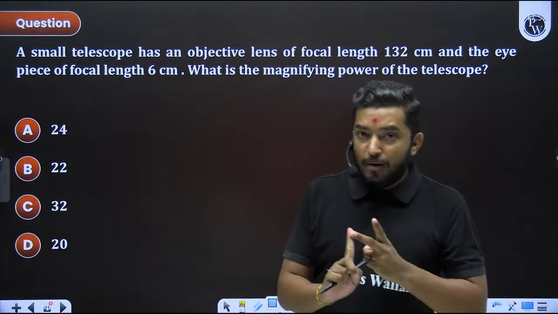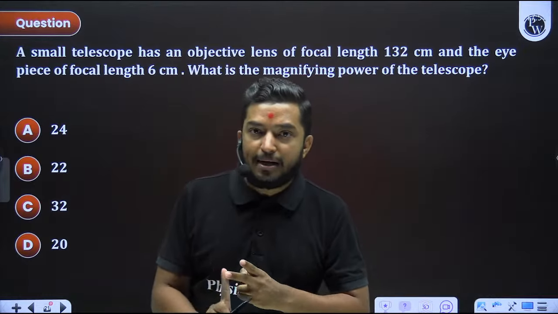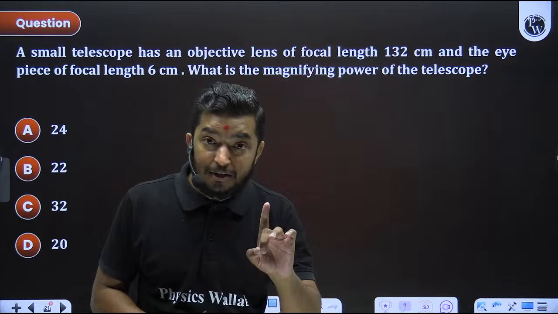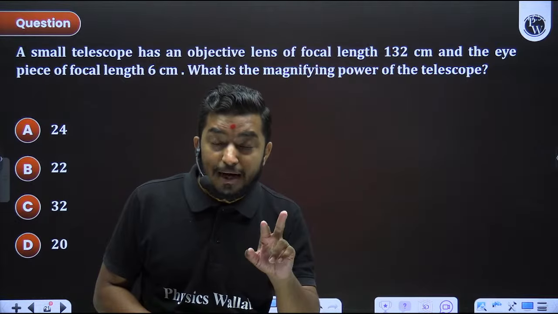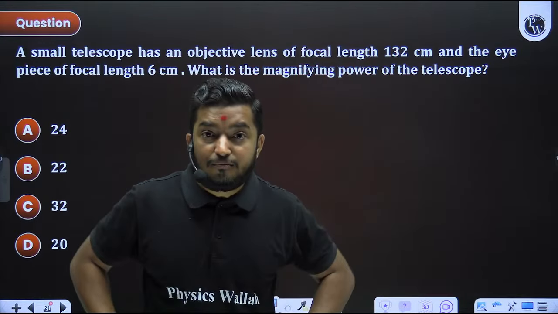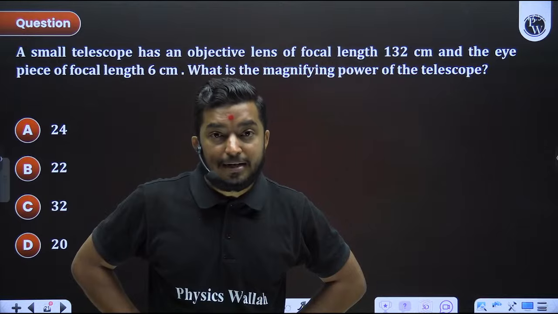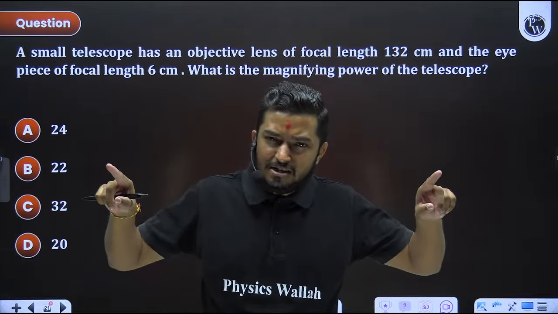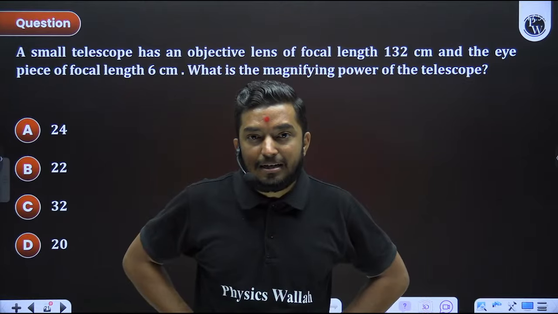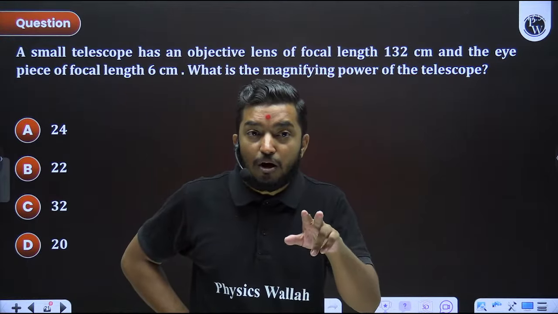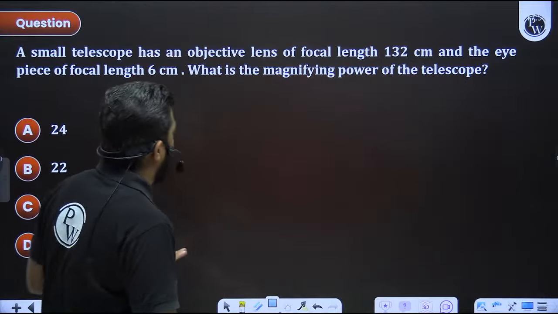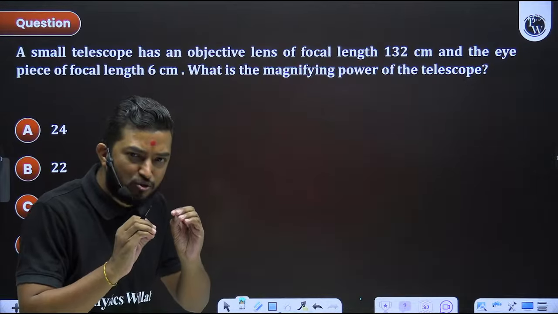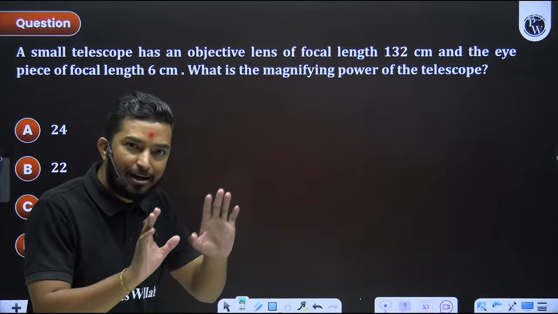By those two values, what can we find out? We can find out the magnification. The general formula is m is equal to fo divided by fe. And they can ask the tube length. The tube length L is so simple, just the sum of those two values. So there are mainly two concepts, and both are so easy and demanding in your last PYQ.